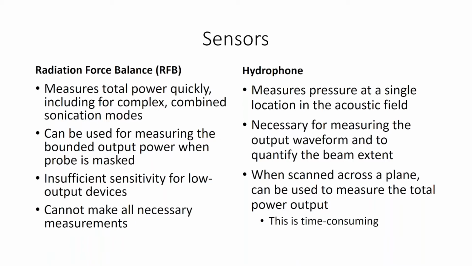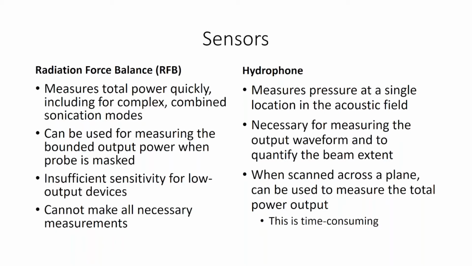Radiation force balance measures total power quickly. It can also measure the ultrasound system as it's operating with complex operating modes, and can be used for measuring the bounded output power. There's a requirement in the standards to determine the power transiting through a 1 centimeter square area, and this can be done with a mask.